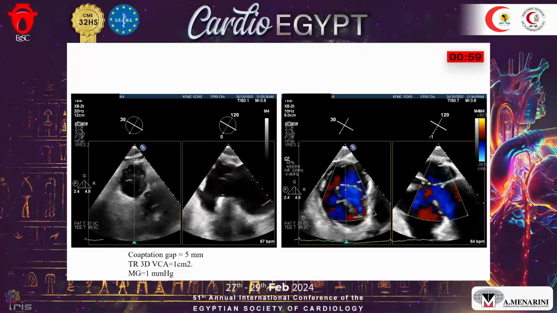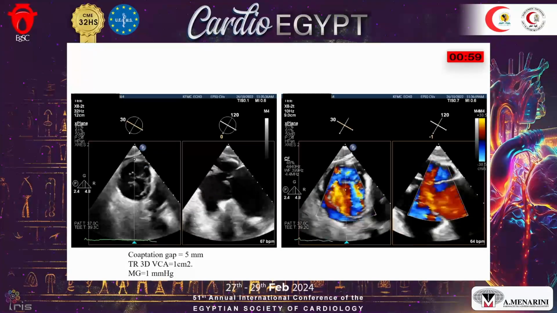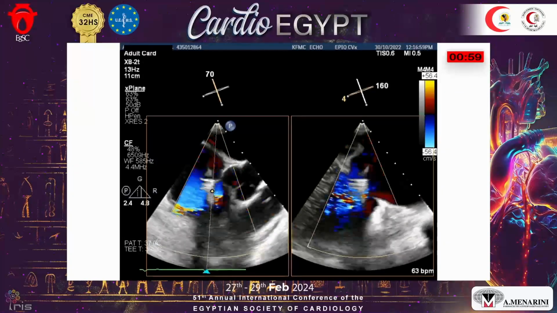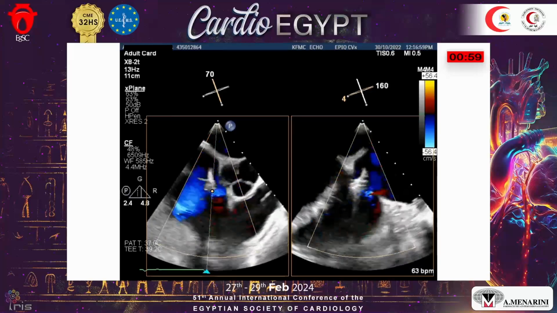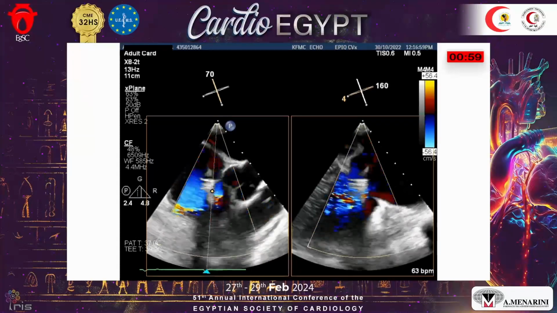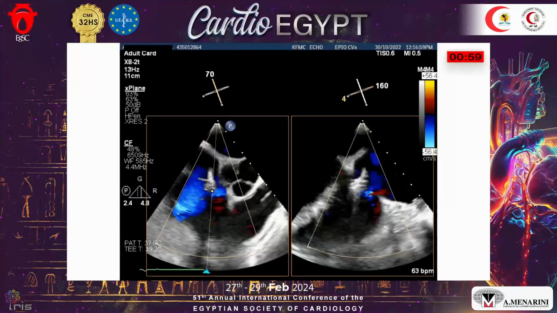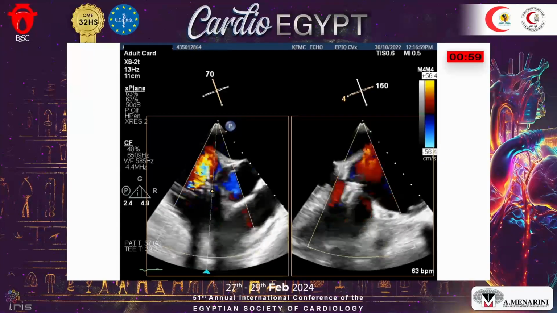Coaptation gap was 5 millimeter, which is acceptable. Tricuspid 3D vena contracta area 1 centimeter, and the mean gradient was 1. We proceeded with the first clip, and you can see we placed the clip. This is X-plane in the inflow-outflow, and you can see the X-plane of the clip in between the septal and the anterior. And there is a good grasp, and we control the jet into the anterior septal.